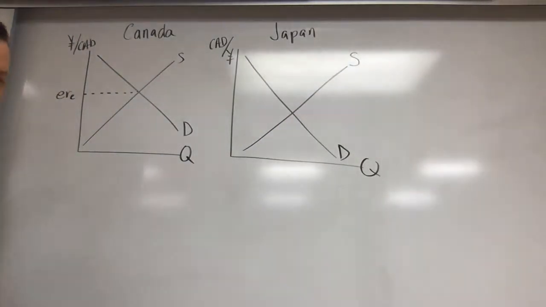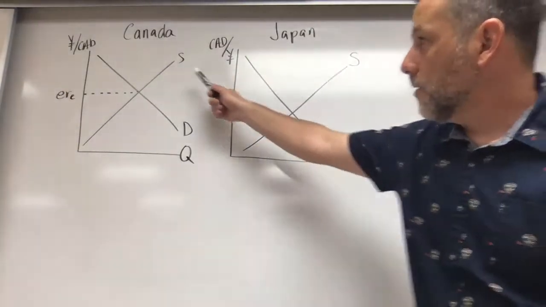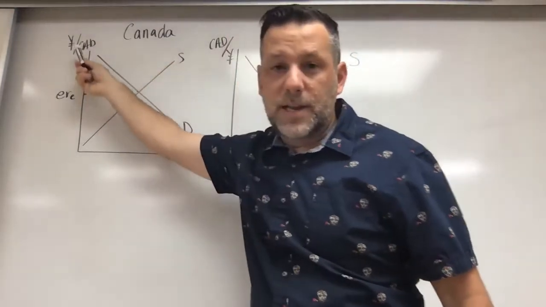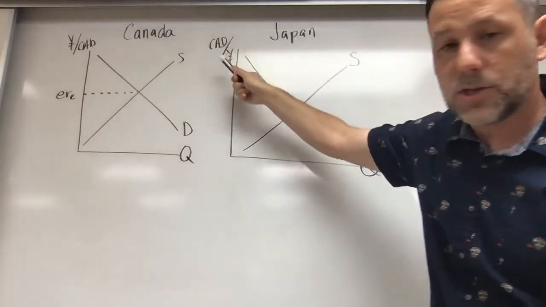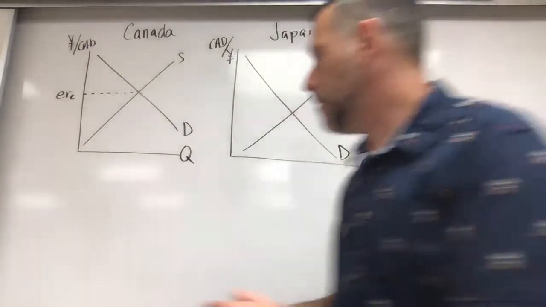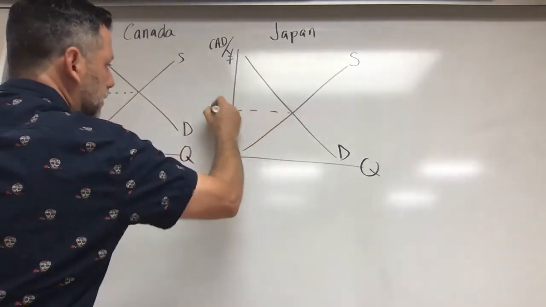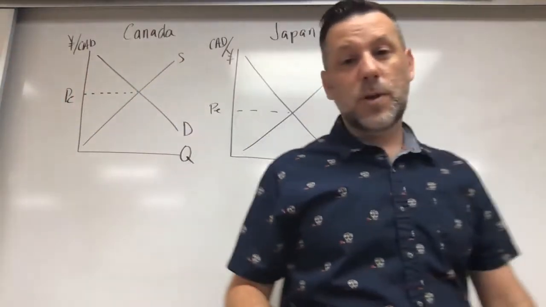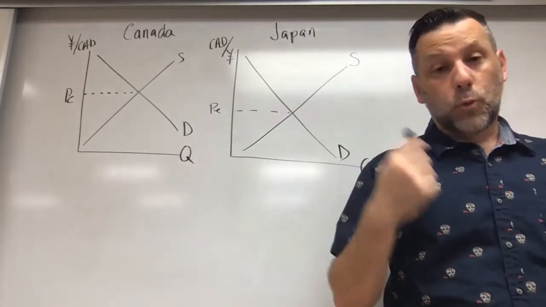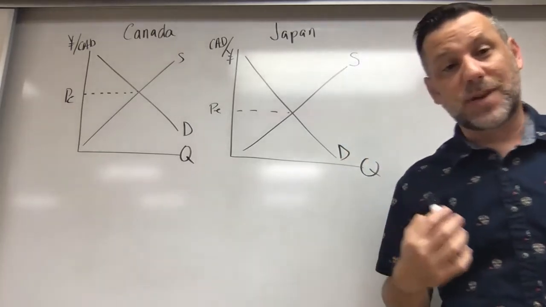So here I've got the graphs for the Canadian dollar and Japanese yen. All right, so Canada over here, Japan over here. Notice that for Japan, it's yen over Canadian dollars. For Canada, it's Canadian dollars over yen. All right, so we've got our equilibriums here. Let me put equilibrium prices there. So we've got our equilibrium prices on our graph. So in this scenario, let's assume that real interest rates start falling in Japan. All right. So real interest rates are falling in Japan.